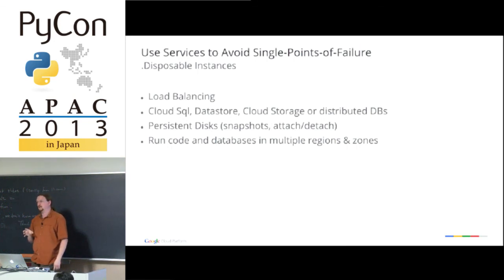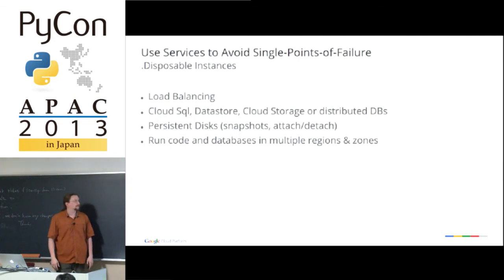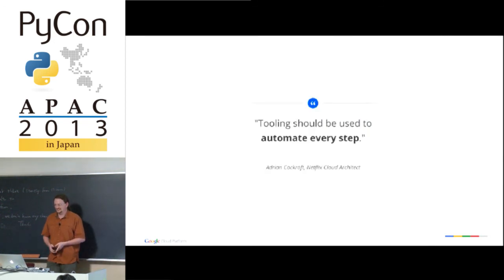Persistent disks also help a lot. Take snapshots, move them between zones, that sort of thing. And when your application is large enough that it makes sense, try to always run some of your instances in different zones and different regions. And if anything bad happens to a Google data center, then you won't worry about it, because there'll be others.